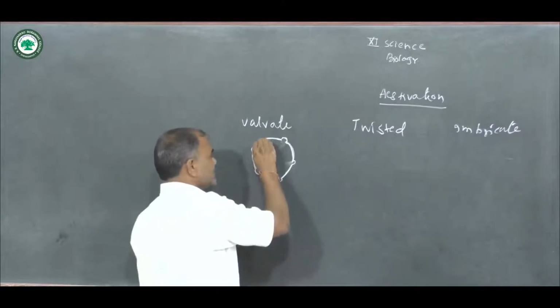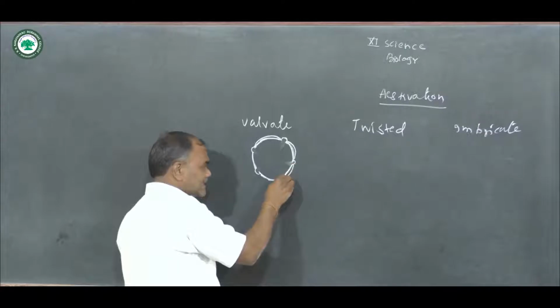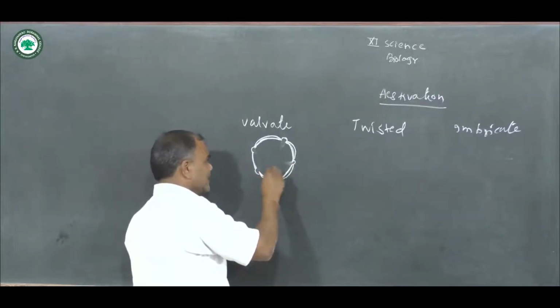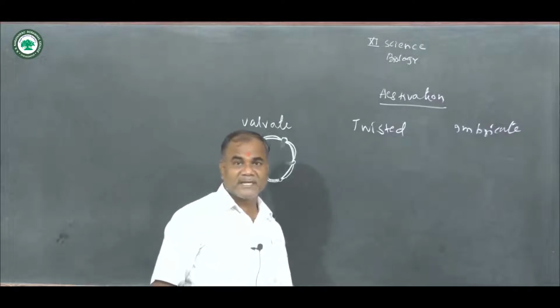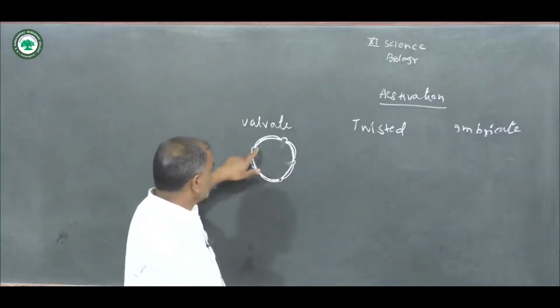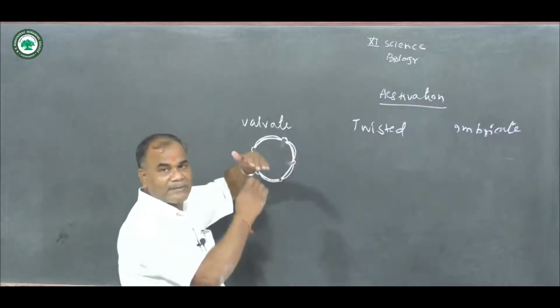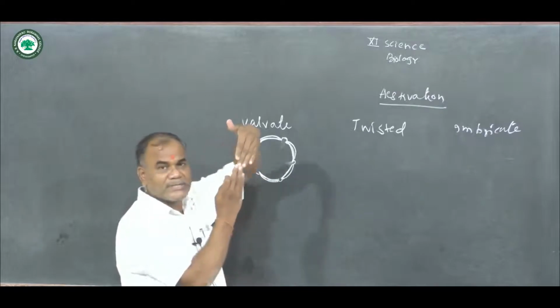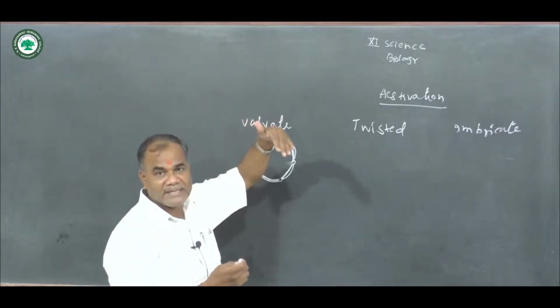So the sepals as well as petals do not overlap each other, but just touch at the margins. This type of aestivation is known as valvate aestivation. See, these are the sepals and petals. These are the margins. They do not overlap each other. They just touch each other like this.